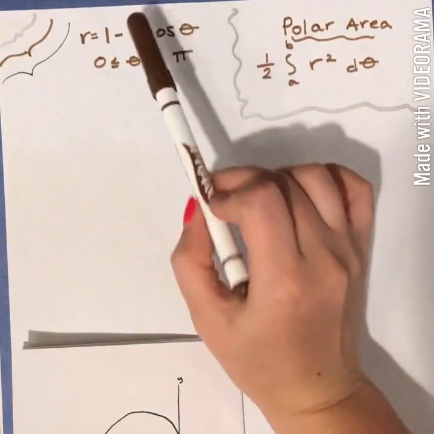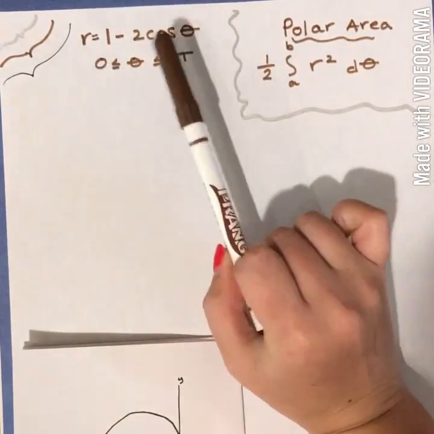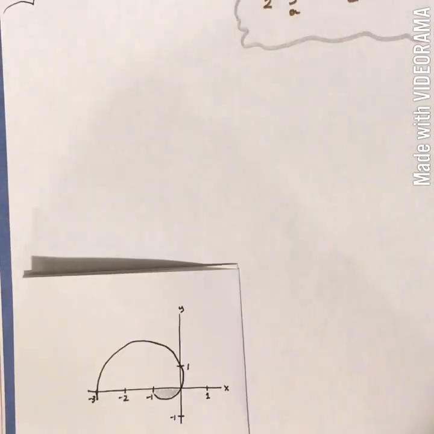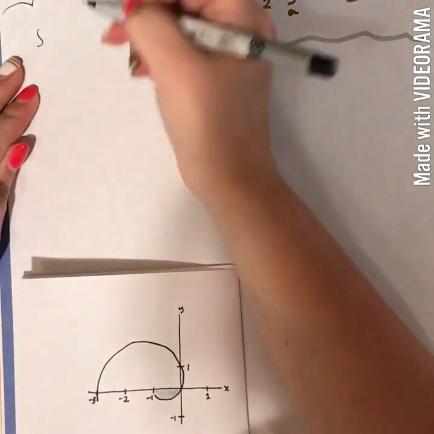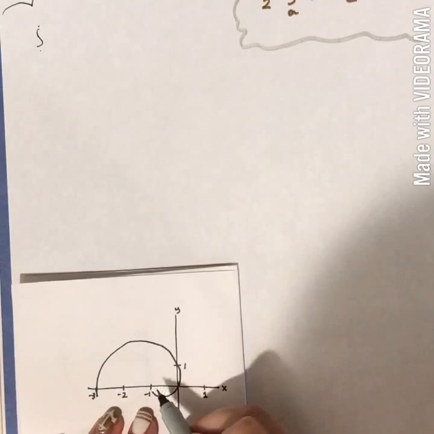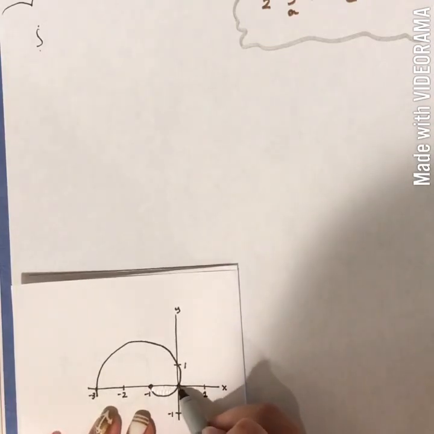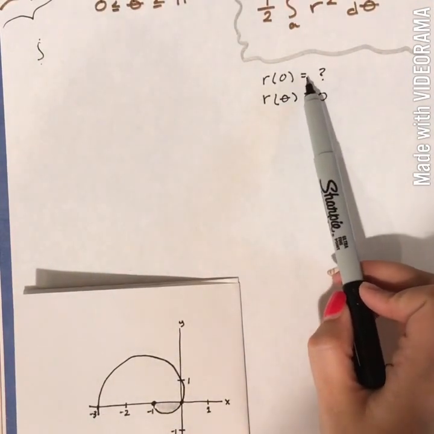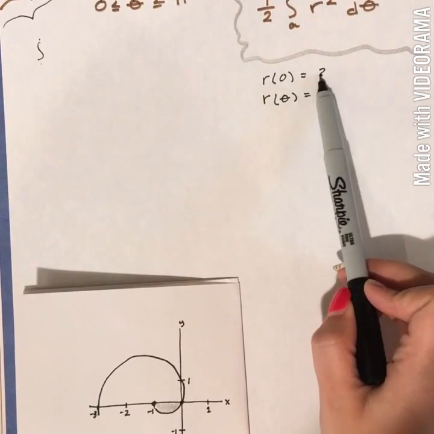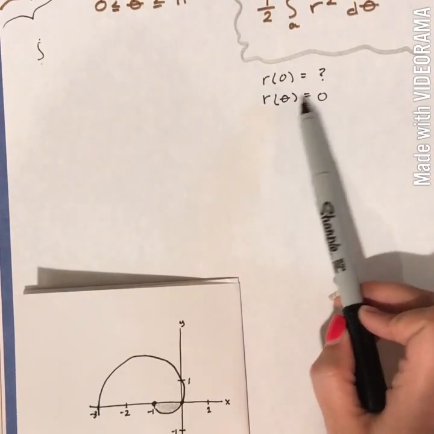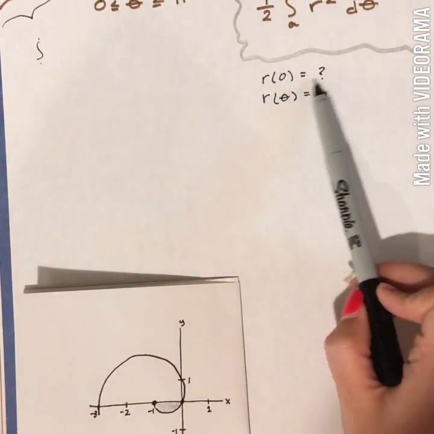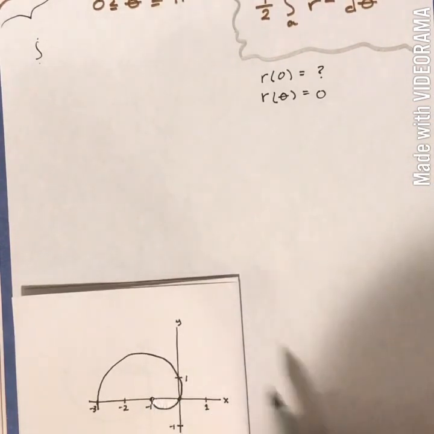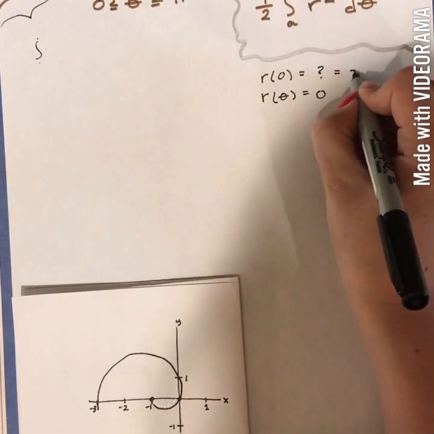So I wrote down the equation of r, and I wrote down from 0 to pi, and I also have this little graph so we can keep looking at it for a visual. So right now we have to find out where our integral is going to go to. So we want to find where this point right here and this point right here. So we want to know what r of 0 equals, and we also want to know where r of theta equals 0. So just looking at this part right here, we can go to our graph and we see that at -1, r equals 0. So, -1.